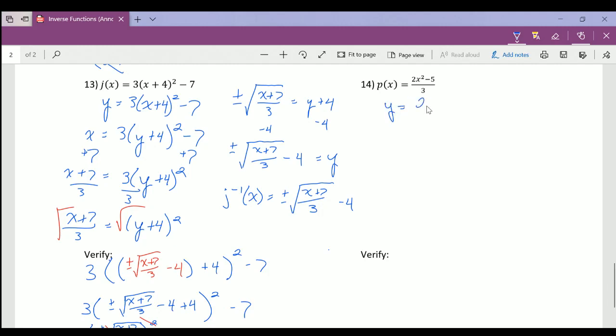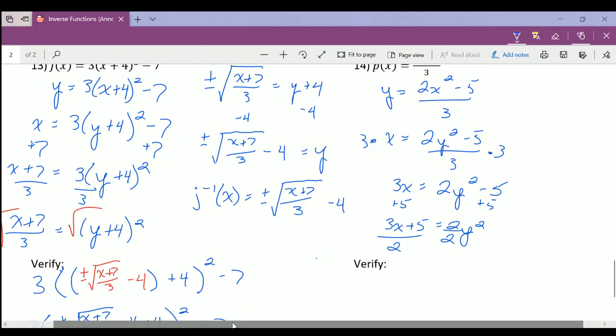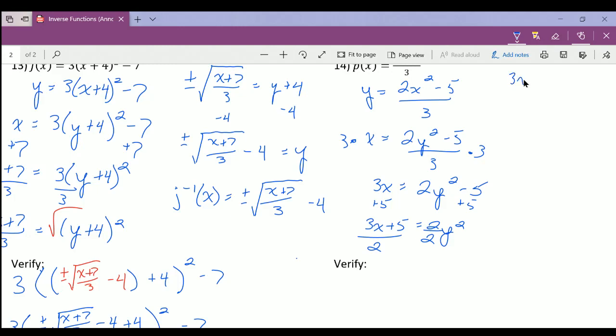Y equals 2x squared minus 5 over 3. Swap your x and y. X equals 2y squared minus 5 over 3. And solve for y. Multiply both sides by 3. We're looking at 3x equals 2y squared minus 5. Add 5 to both sides of the equation. You're looking at now 3x plus 5 equals 2y squared. And divide by 2. So that is going to be 3x plus 5 over 2 equals y squared.